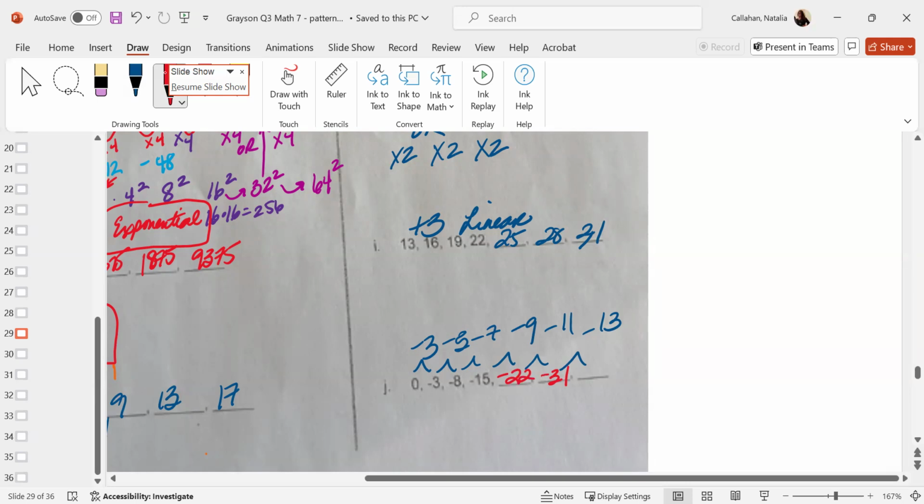Oh, it's the odd number thing again. Oh, wait a second. Right? -24, 5, negative. Exponential or linear? Good. Are we done with this?